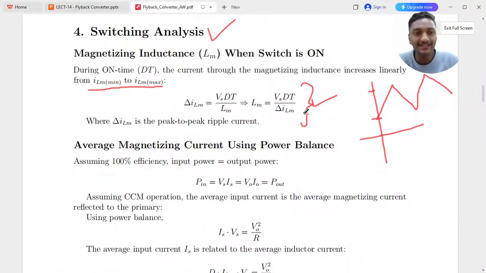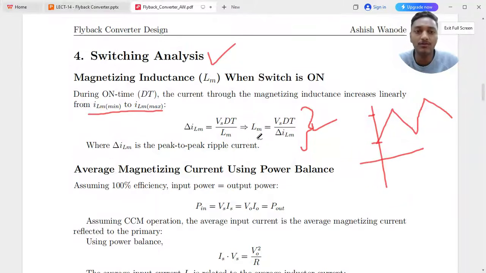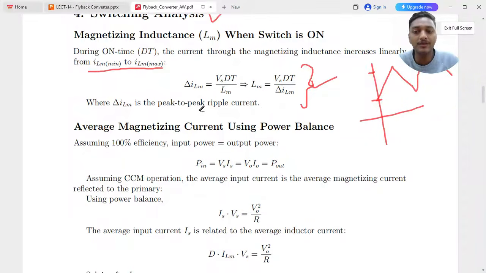We will see what minimum value we have to take. But this is the standard formula we have derived for calculating the value of Lm. When you design the flyback converter, this is the formula you will use for calculating Lm, where delta ILm is the peak to peak ripple current.